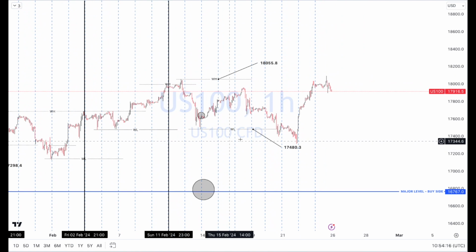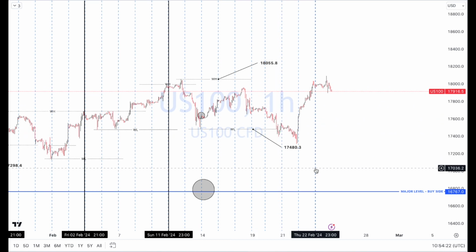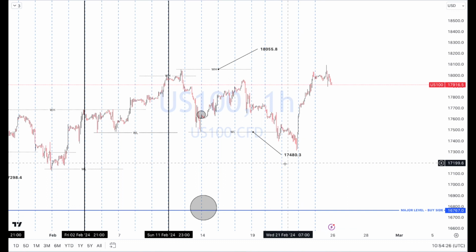So first things first, the key areas that I marked out last week, both of them have been breached. Last week, we basically had an okie doke, where market decided to swing violently between the weekly high and the weekly low without giving a clear indication as to which side it really wanted to obey, right?